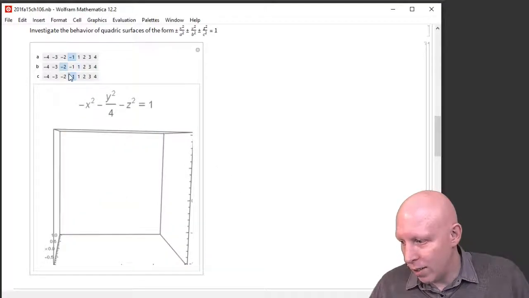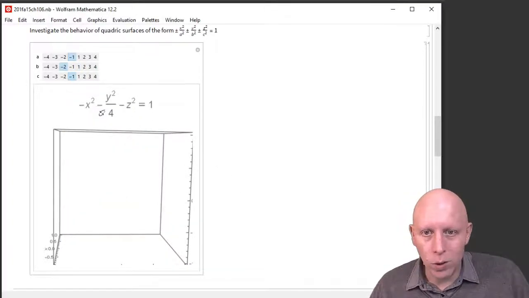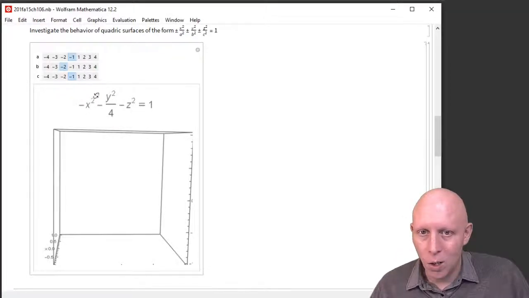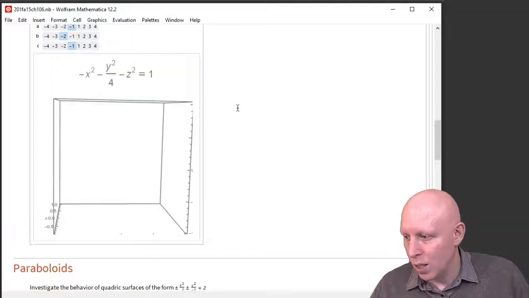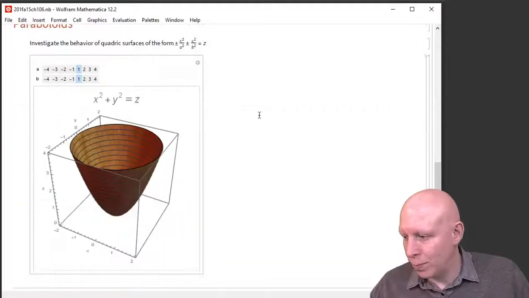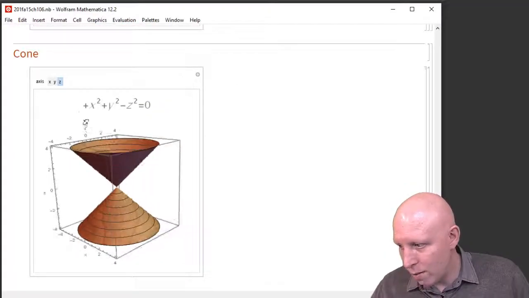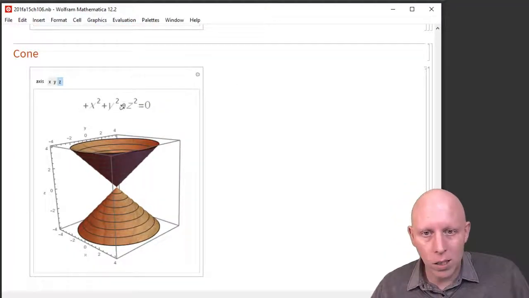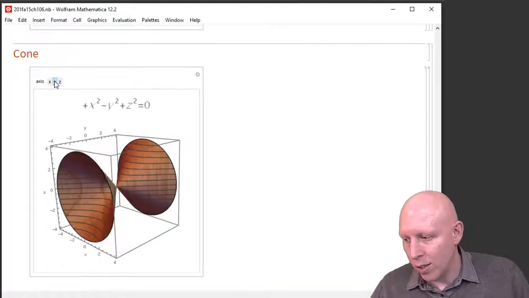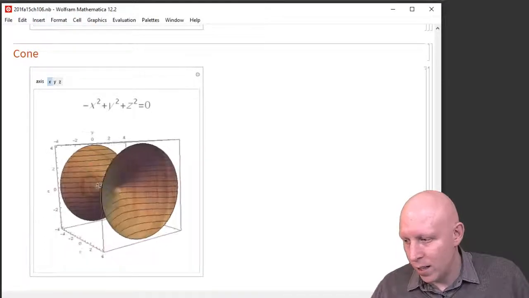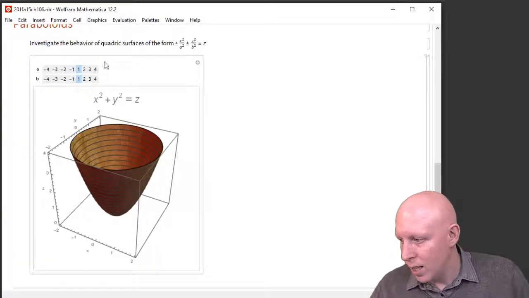And if all 3 are negative, well, this equation is not possible, because x squared is positive, y squared is positive, z squared is positive, so you can't have a whole bunch of negative values be equal to 1. The cone is what happens when you have 2 of the coefficients positive and 1 of them is negative. So you can either have a cone that direction, or that direction, extending out. And then the last family are these paraboloids.